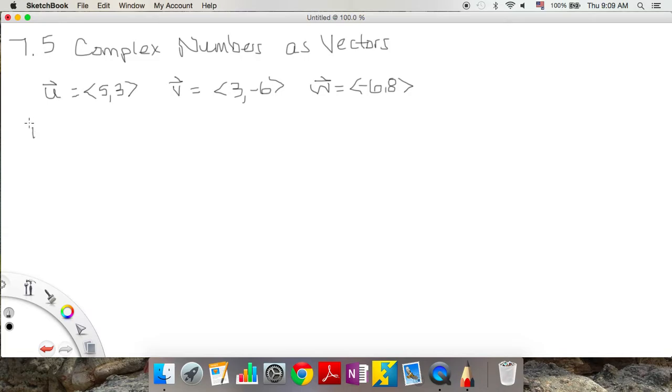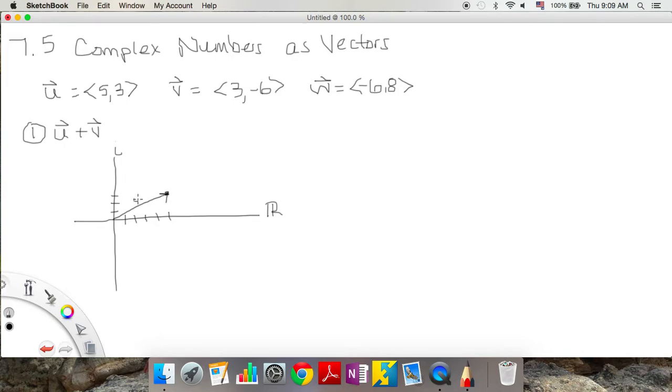If we want to add these vectors, there's a couple of ways that we can do this. We can do it graphically. Like I said, this is much easier on graph paper, so you want to have some graph paper available. So we have u here. We always said that we start at the origin and we go to this terminal point that is the coordinates of our real part and our imaginary part.